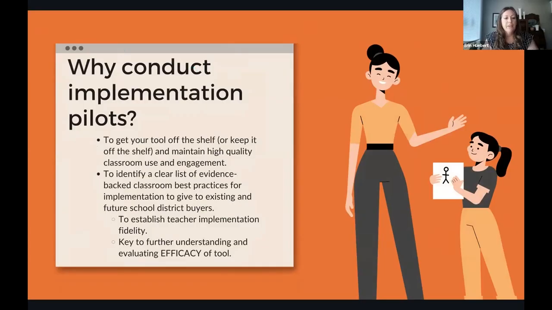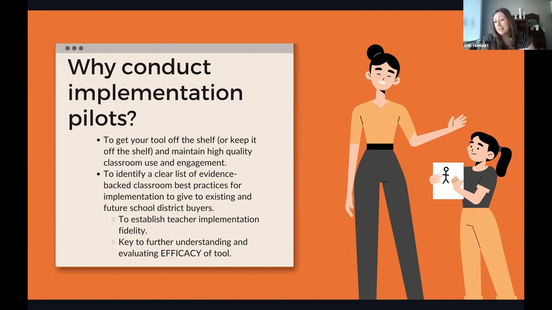Why should you, if you are a tech entrepreneur, conduct an implementation pilot? What we don't want to have happen is a school district, a school, maybe even a teacher buys the tool and it ends up sitting on the shelf. And we have lots and lots of empirical evidence of this, that school districts are spending upwards of millions of dollars on ed tech products, and then they find that no one's using them. And so that's what we don't want to have happen.